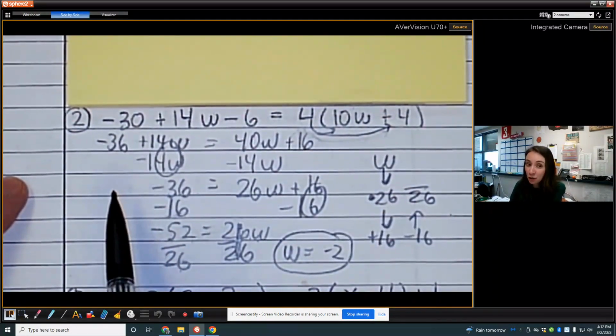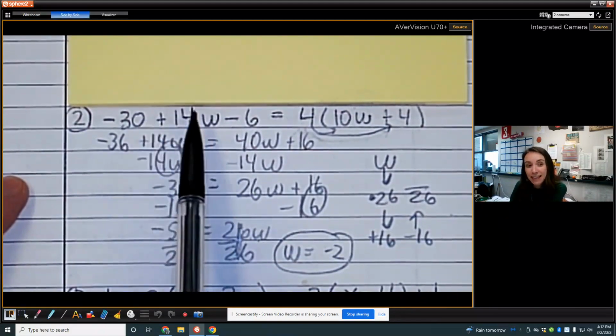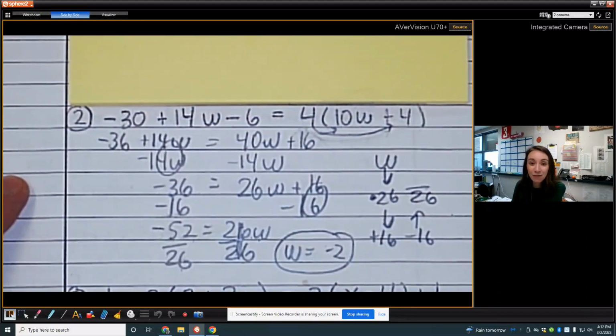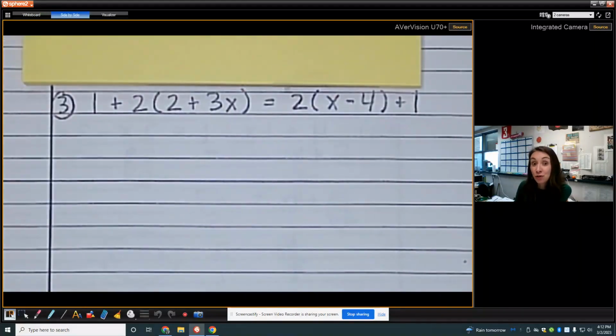So the only solution for w that would make this side of the equal sign equal to this side of the equal sign is -2. Okay, math masters, you know the drill. Go ahead and pause the video and try this on your own.